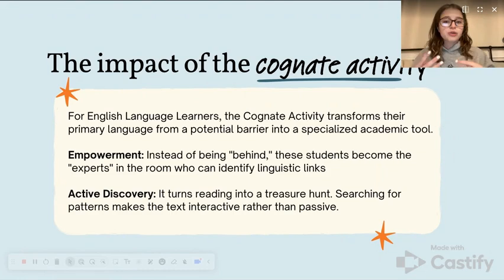Also, active discovery. It turns the reading into a treasure hunt for cognates. And then they're looking for patterns. Again, the patterns are a huge part of their learning. And it's making the text more interactive for them. It's basically like a native English speaker annotating a book and highlighting any vocabulary they don't know and then going over it with the class. It's just at a different level. And then the text isn't as passive and they're able to learn more from it.